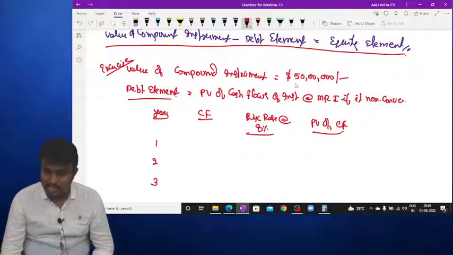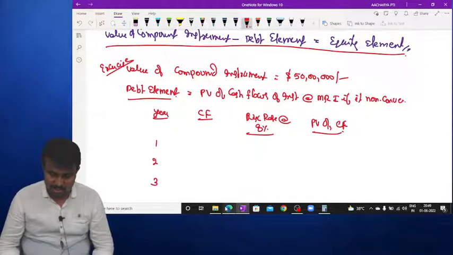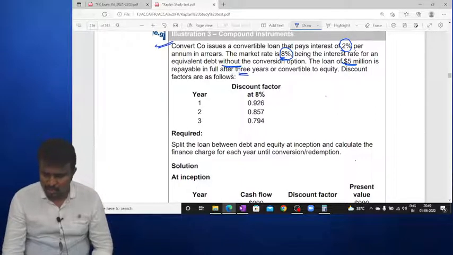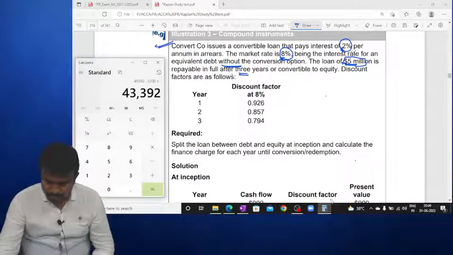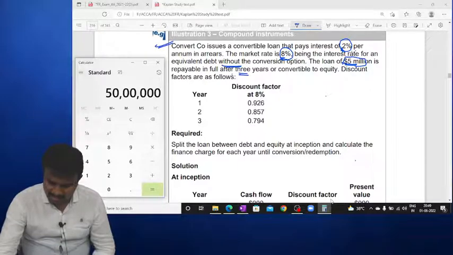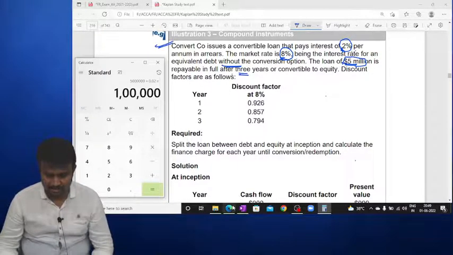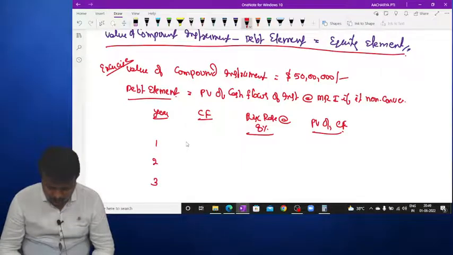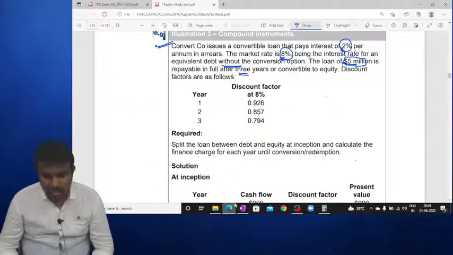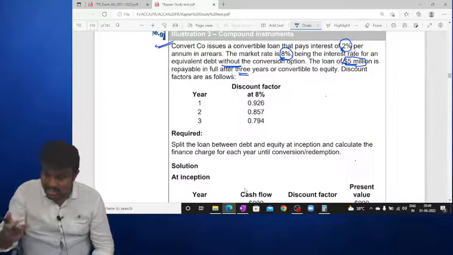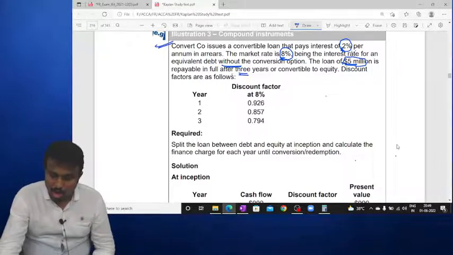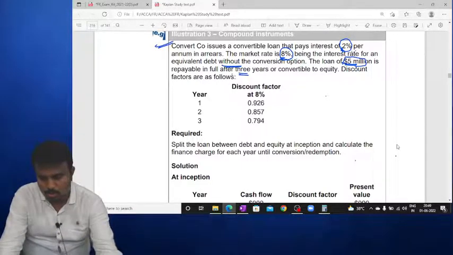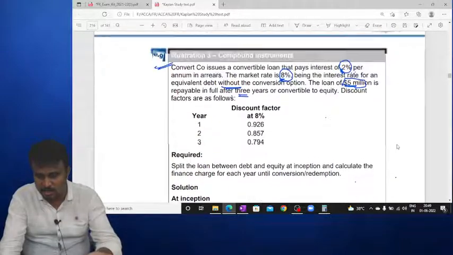Generally here cash flows are calculated at the original coupon rate if it is convertible. So because it is convertible, what is the coupon rate? 2%. Then this 2% is applied on the 50 lakh, right? So 50 lakh into 2% equal to 1 lakh. And those are redeemed after 3 years. If it is non-convertible, those are redeemed after 3 years.